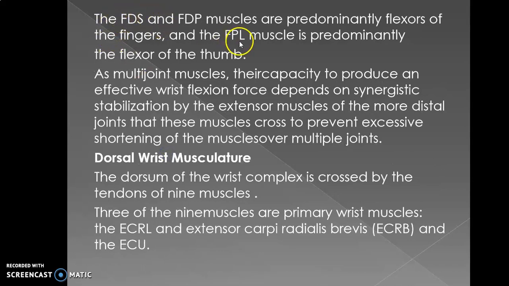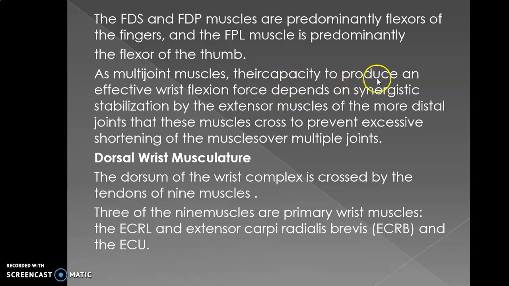Now going to the finger flexors. We have completed the three important primary muscles of wrist flexion. Now we have the other three, which are actually secondary wrist flexors. They are primarily flexors of the fingers: the FDS, flexor digitorum superficialis, the flexor digitorum profundus, and the flexor pollicis longus, which flexes the thumb. So these are predominant finger flexors and a predominant flexor of the thumb, FDS, FDP, and FPL. These three muscles also have a secondary role in stabilizing the wrist joint as multi-joint muscles.